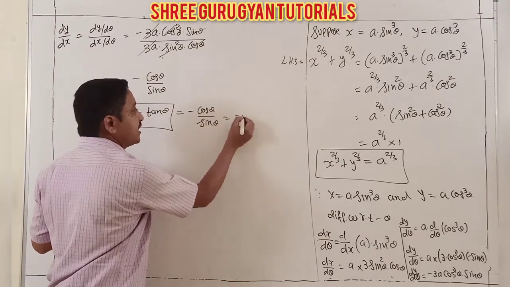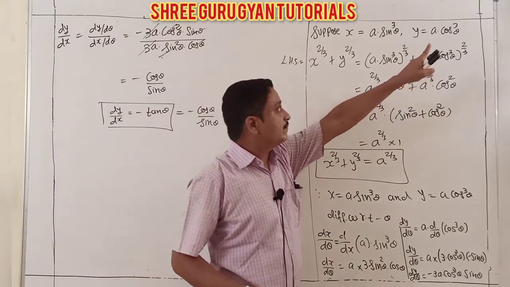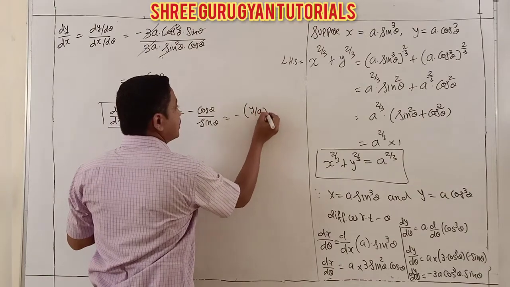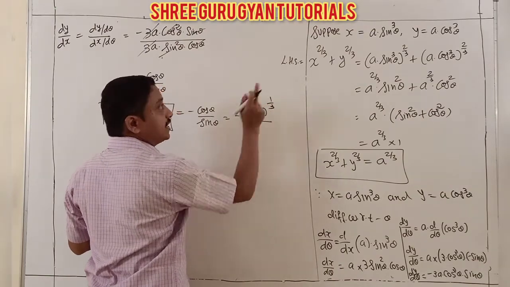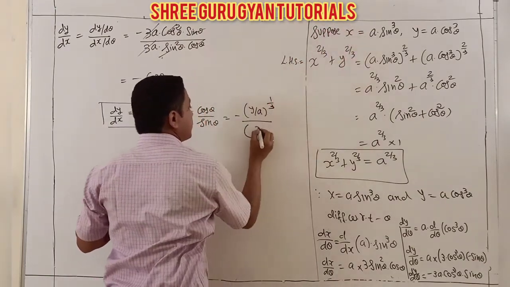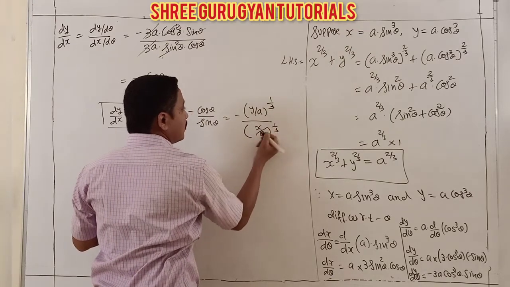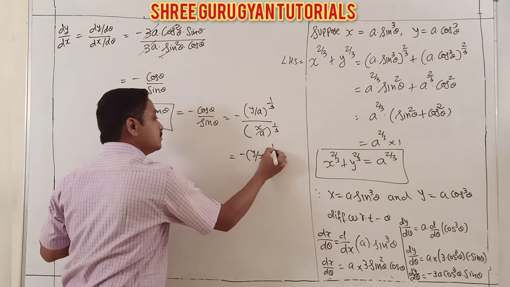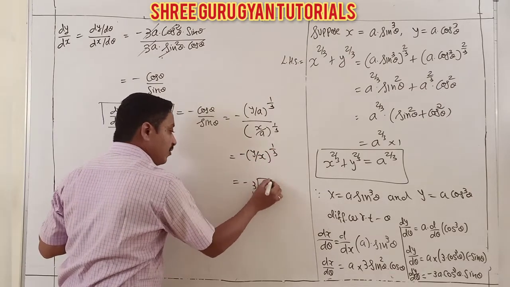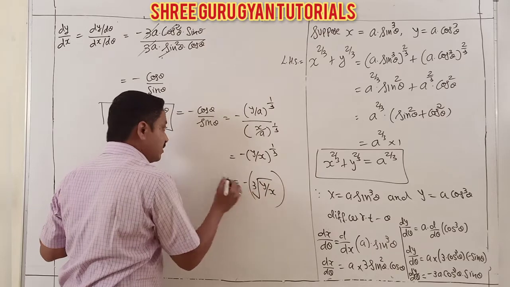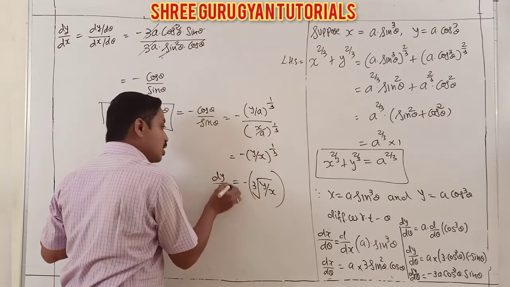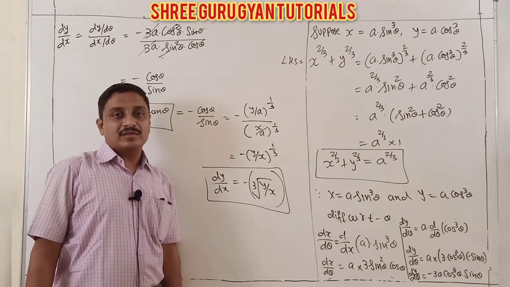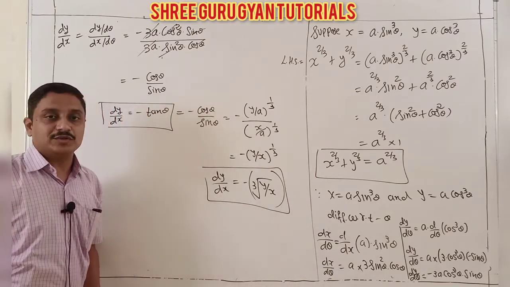Students, what is cos theta actually? Here cos theta is y by a raised to 1/3, and sin theta is x by a raised to 1/3. So a and a cancel, and I only have y by x. It is the cube root of y by x. Check, are the previous answer and this answer the same or not? Yes, it is definitely the same. And here this numerical, students, is done.